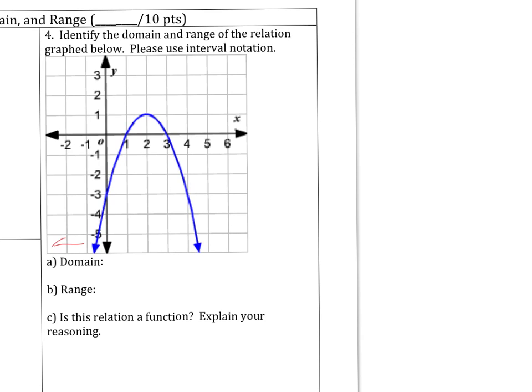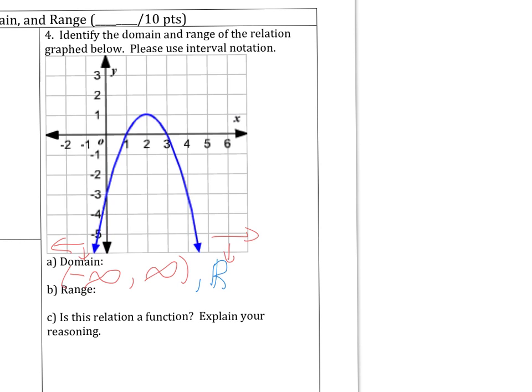So this thing appears to be going down and to the left, and it's going to keep going forever in both directions. That means it's going to -infinity on the left side, and down and to the right means that we're going to +infinity on the right side. This domain is -infinity to +infinity, or all real numbers, which you can use that funky R, if you'd like, as an option.